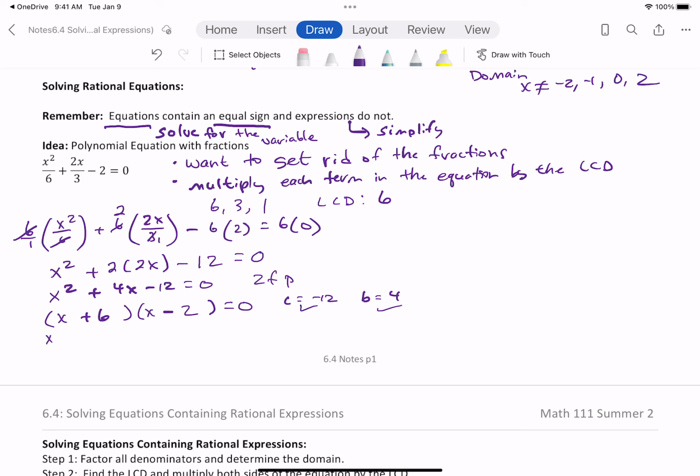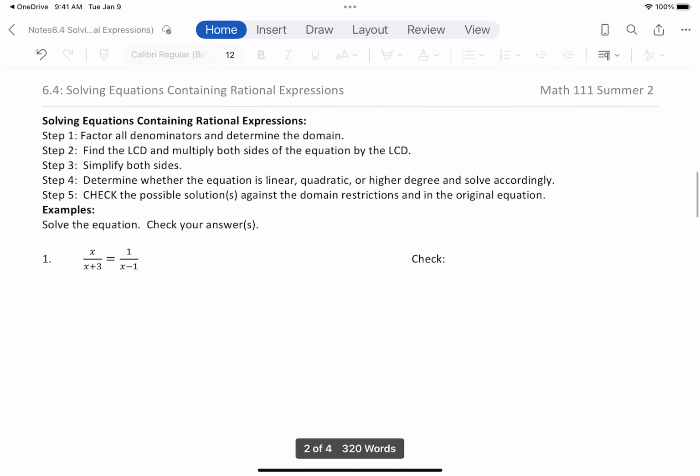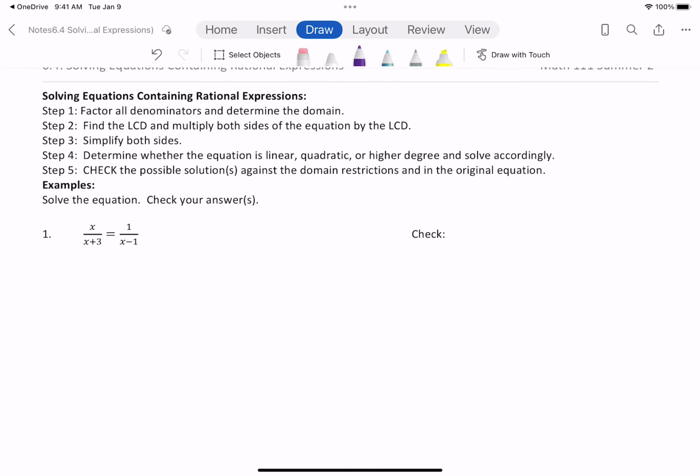So then we use the zero factor property and set each one of those factors equal to 0. And then if I solve, I get x equals negative 6, or I get x equals 2. So we're not going to have any domain issues with this one, because this one is a polynomial equation. When we start looking next at the rational equations, that's when we're going to have to start worrying about the domain.